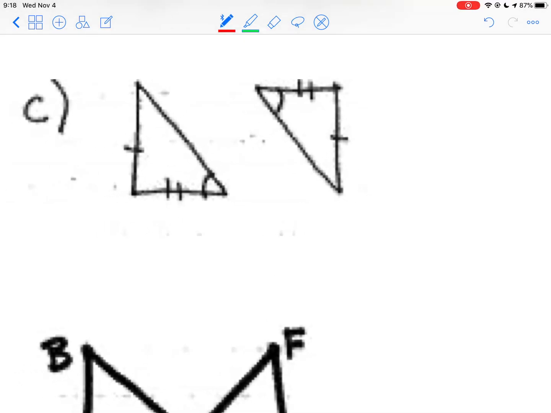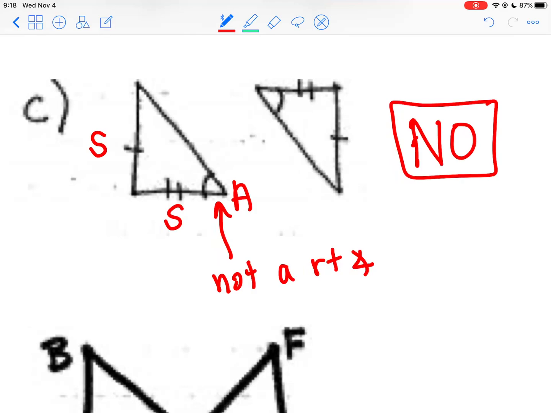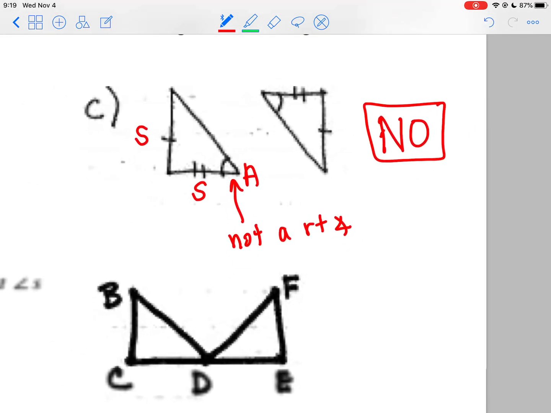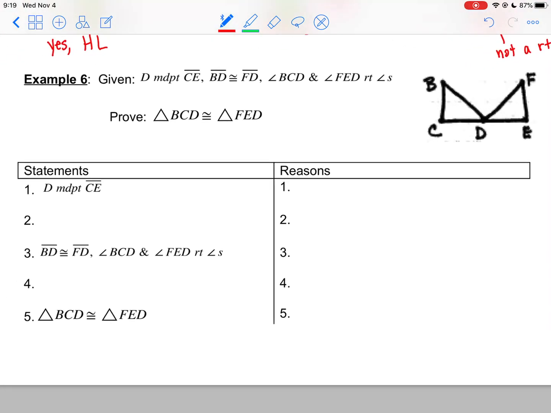All right, so looking here, I have two sides that are marked congruent, and I have an angle. But the angle is not included. So this is trying to use side-side-angle, which is not a thing. And the angle that I was given was not a right angle. So side-side-angle only works in right triangles, so this one is a big no. This one cannot be proved congruent unless that angle that's given is a right angle. All right, we have one last proof to go over.